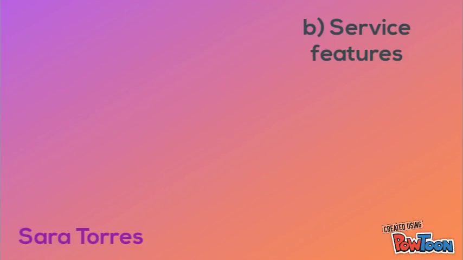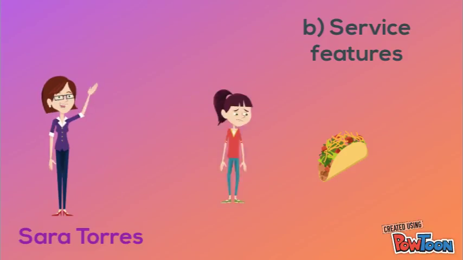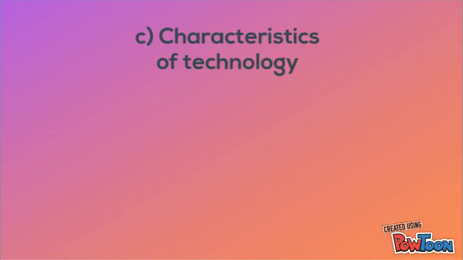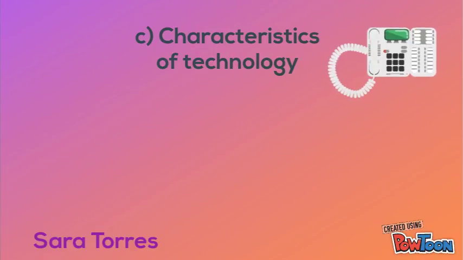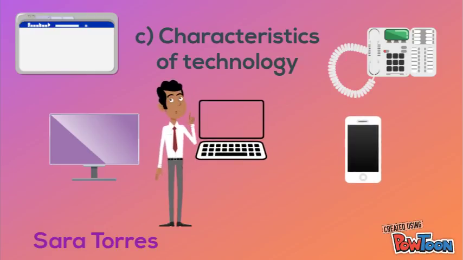B. Service features. Description and justification of the service to be provided. Explain why our product is better than the competition. C. Characteristics of technology. A level of technology appropriate to the type of project will be used. Technology accessibility. Have knowledge of technology.